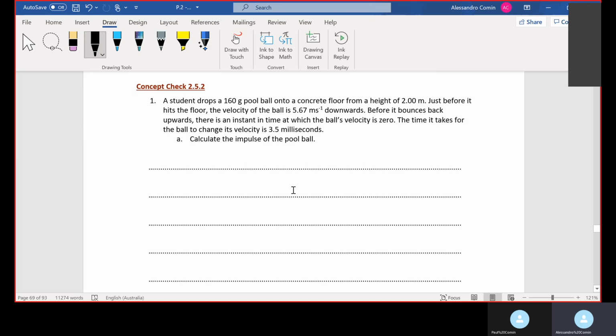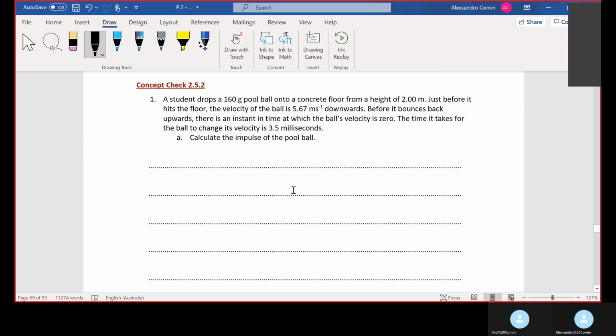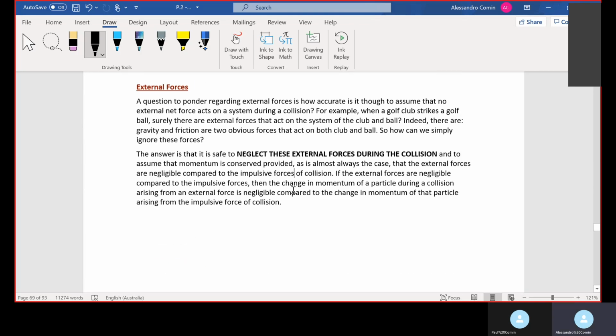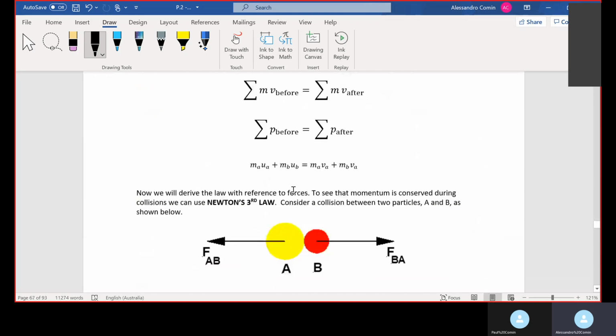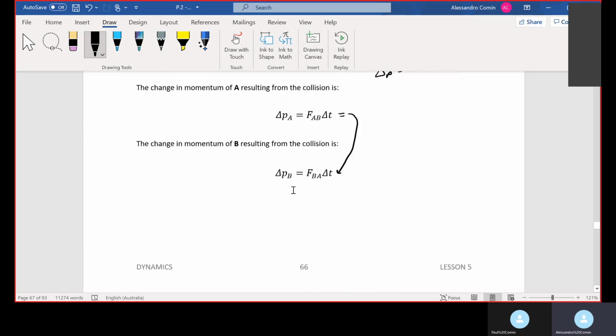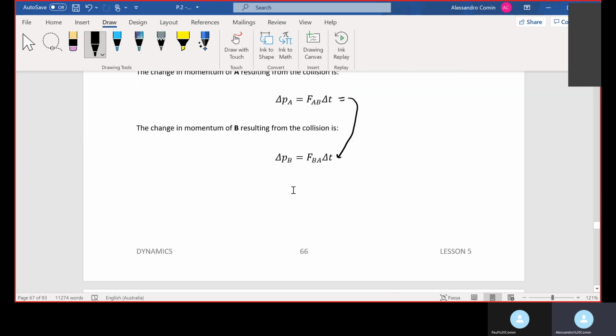Final concept check before we reconvene. Once again, I probably didn't do this justice, and this section is not super important, but it is just to give you further information on collisions, because we've looked at collisions through momentum, and it's just referring to how collisions and Newton's third law intertwine, because Newton's third law is essentially a description of what collisions are.